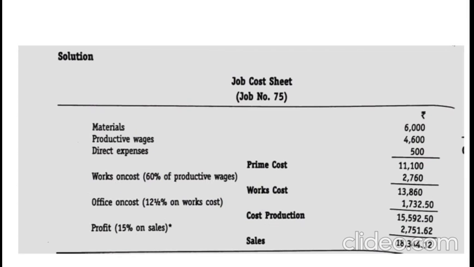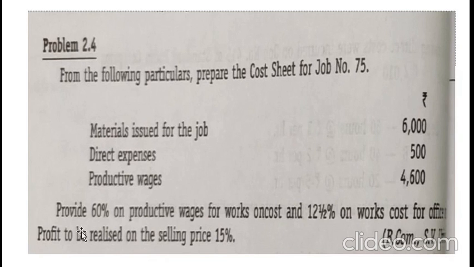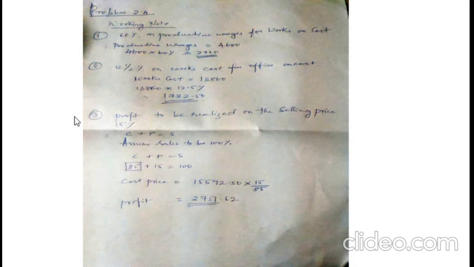Then what is your question stating? When you add up 2,760 works on cost, you will be getting your total works cost, which will give you 13,860. Next, your question states 12.5% on works cost for office expenses. That means you need to charge 12.5% on the total works cost. So you will be getting your office and administration expenses.